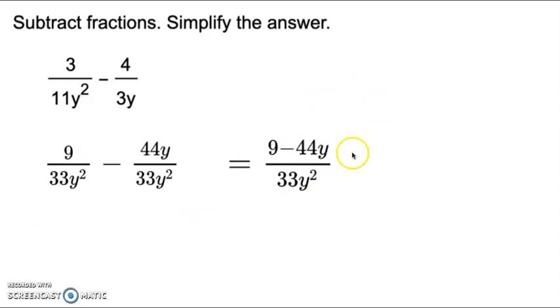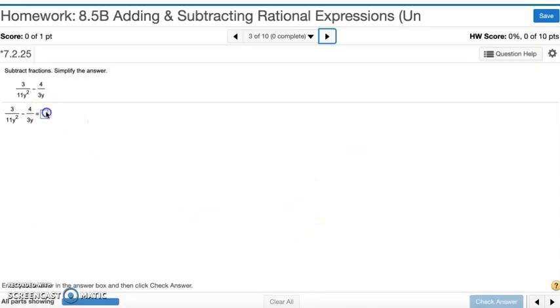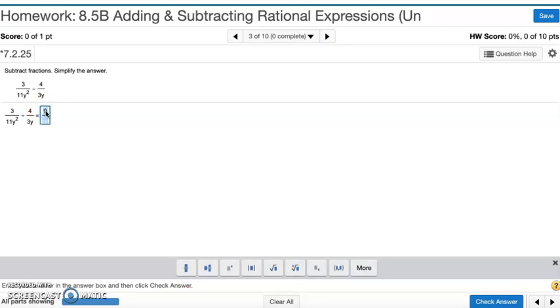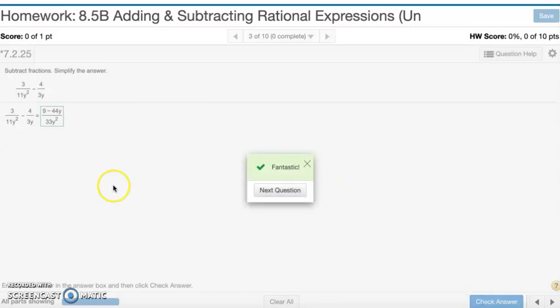Now I can't simplify this anymore, so this is going to be my answer. So let's type it in. Typing in 9 minus 44y over 33y squared. And that's the answer.